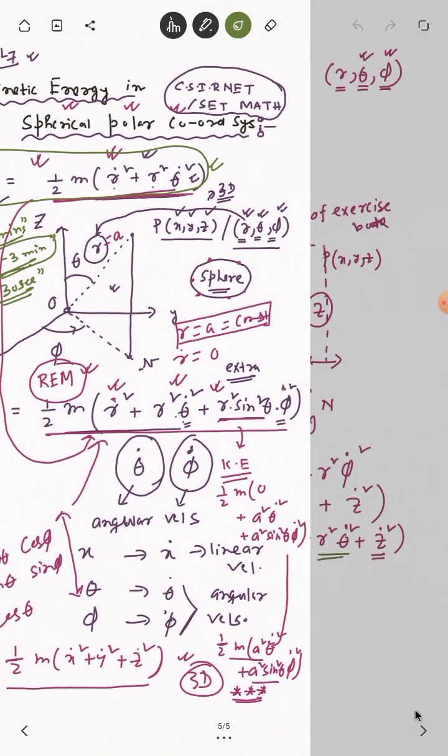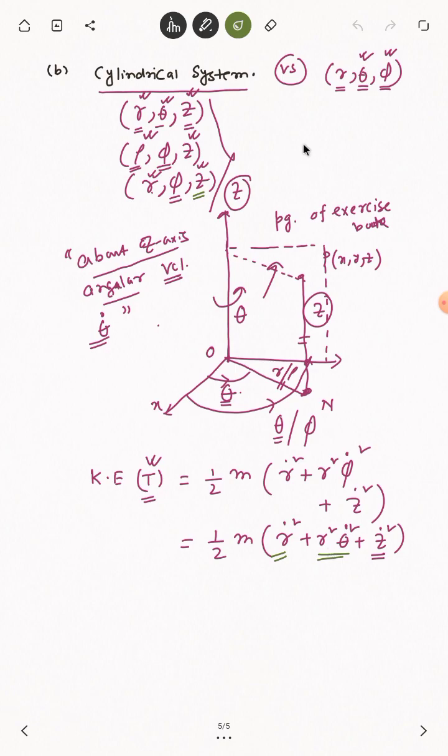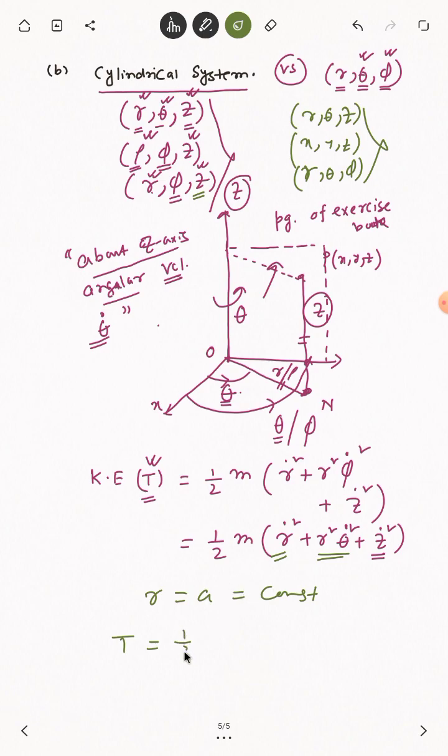So ultimately those three coordinate systems, that means x y z, whether you think with this, or you think with r theta phi, or r theta z, are basically very closely related to each other. So again, if r is equal to a constant, then that T becomes half into m into 0 plus a square theta dot square plus z dot square. So ultimately this will become half m into a square theta dot square plus z dot square.